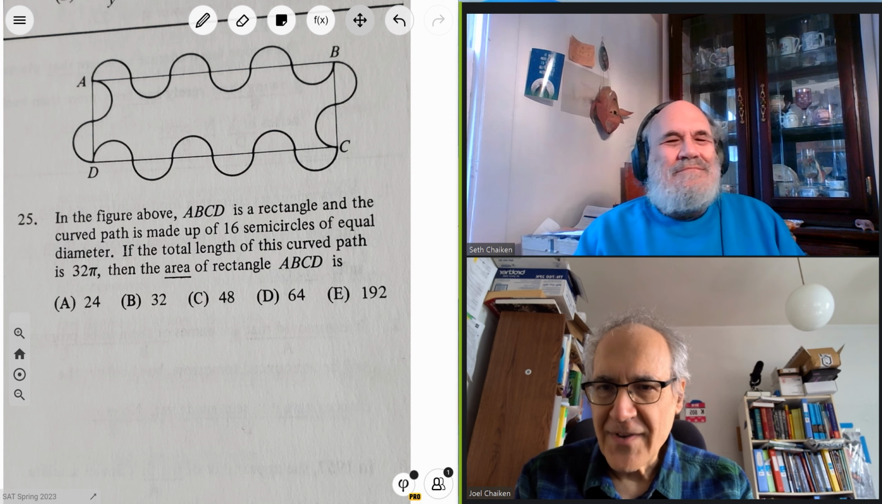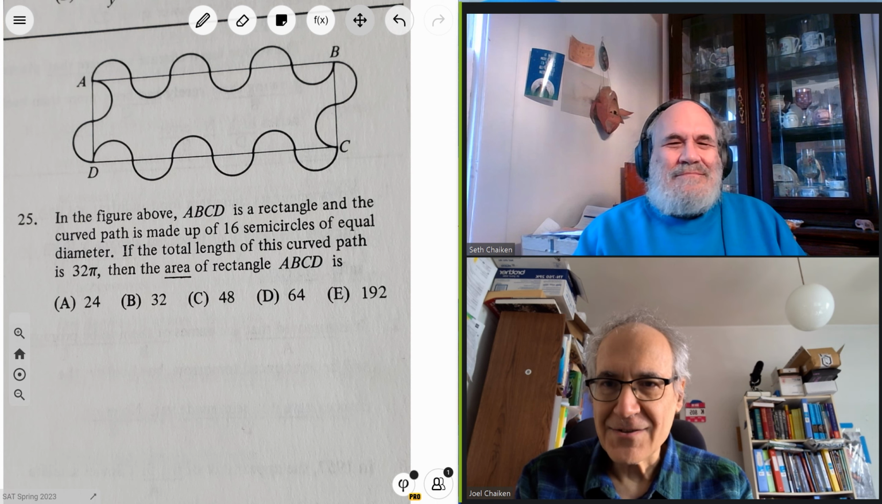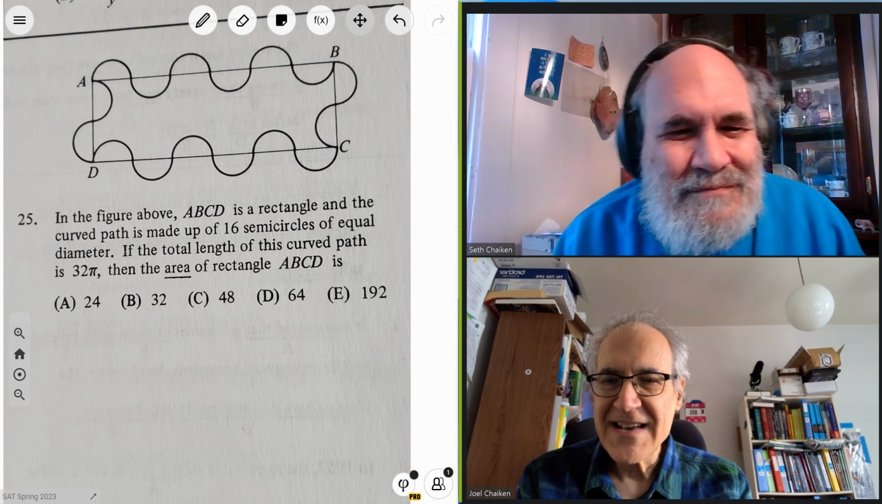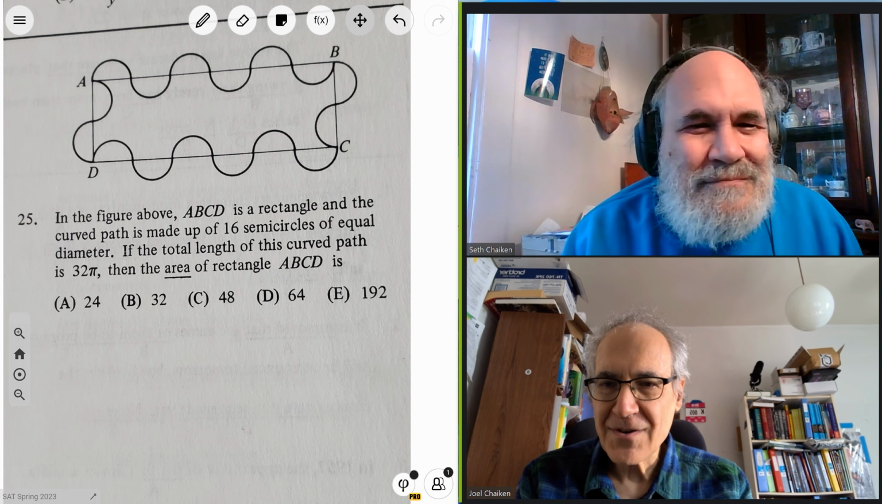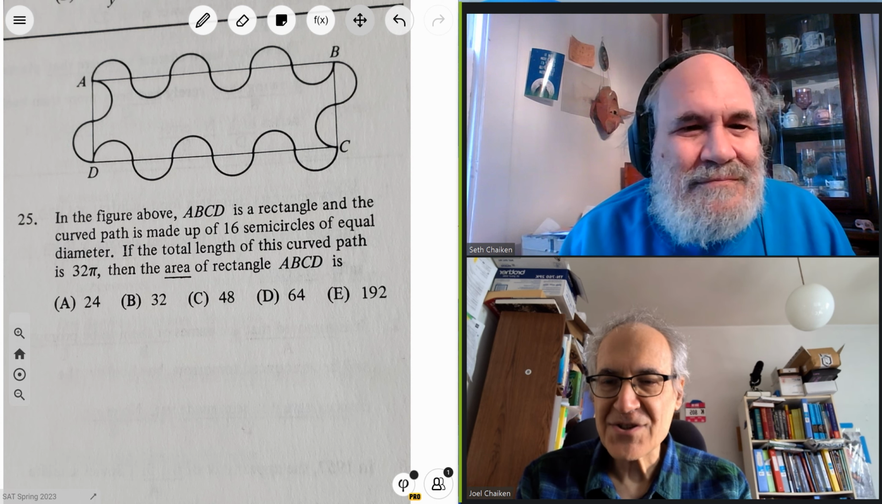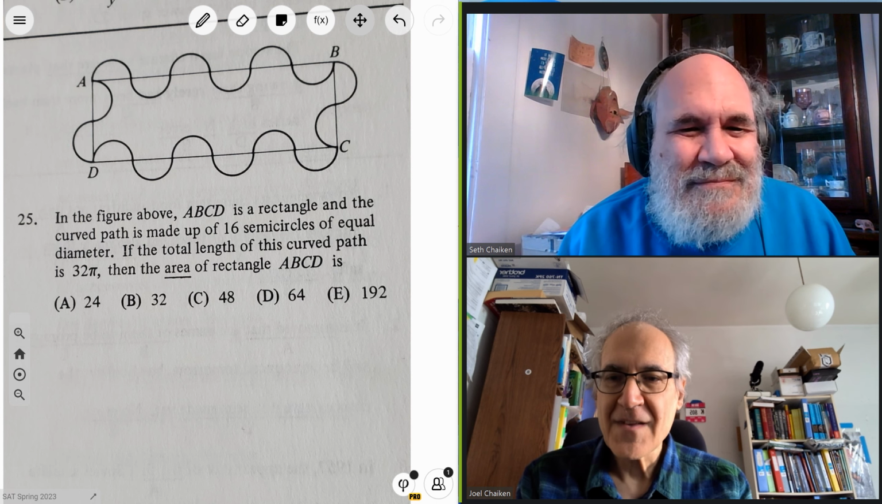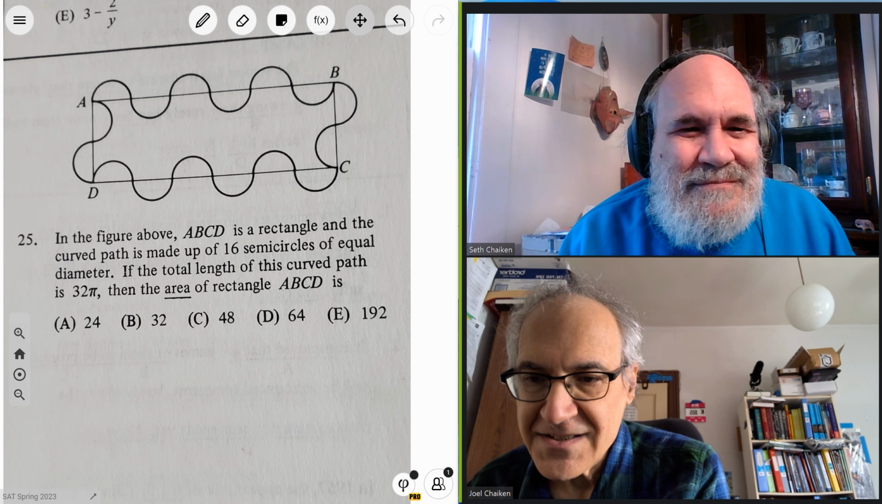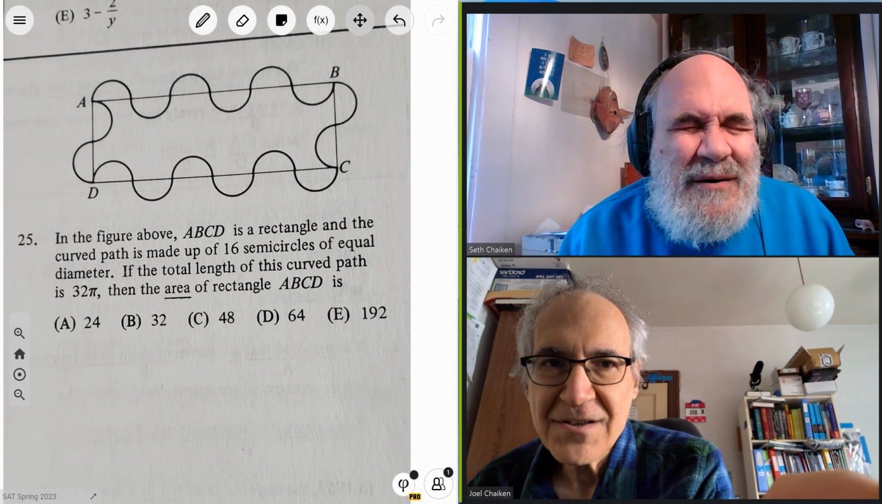So, in the figure above, ABCD is a rectangle. That's probably important to know. Rectangle. And the curved path is made up of 16 semicircles of equal diameter. If the total length of the curved path is 32 pi, the total length of the curved path, we have 6, so I have to annotate.